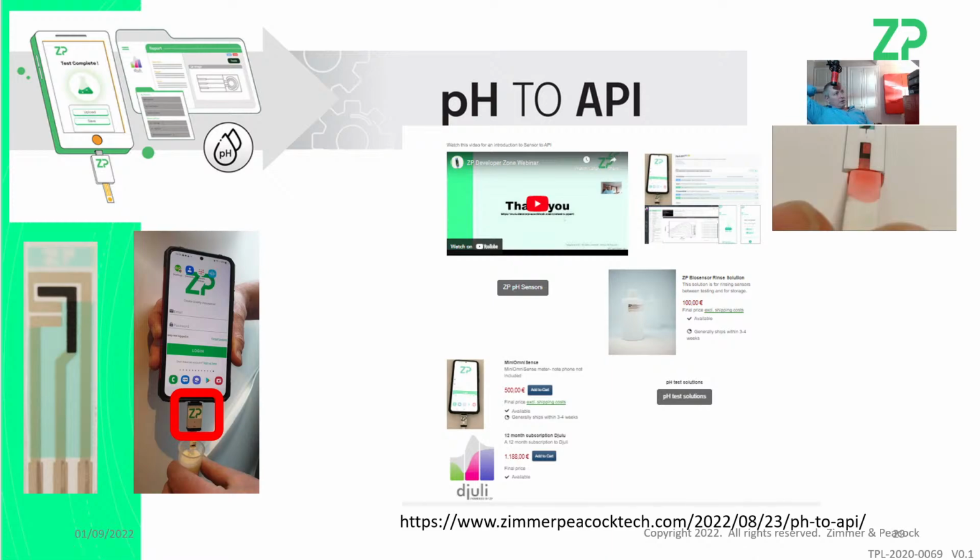So if I was to back up a bit, if you need pH sensors from us, then on our web store we can sell these at something like 50 cents each.